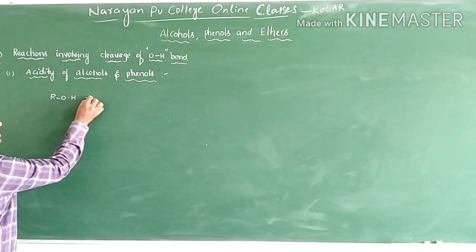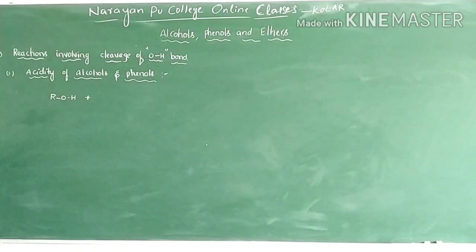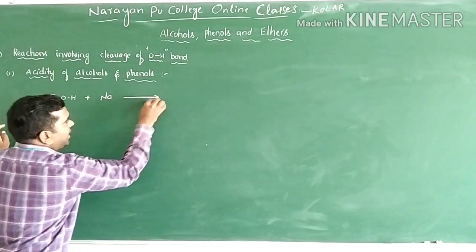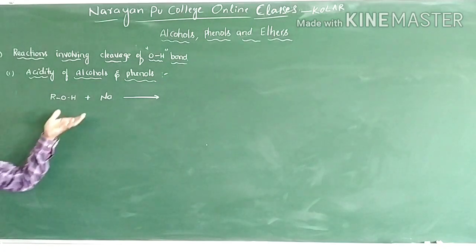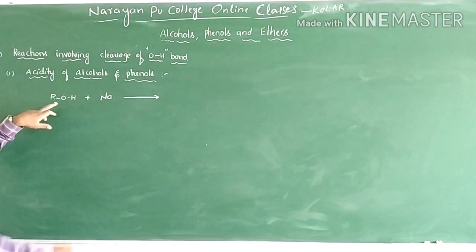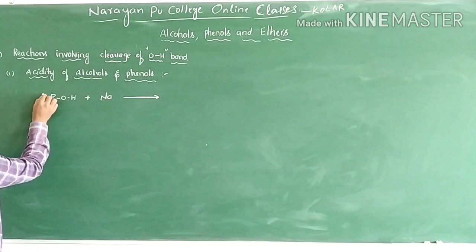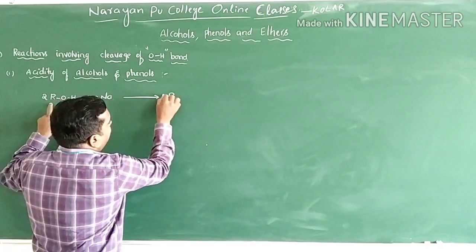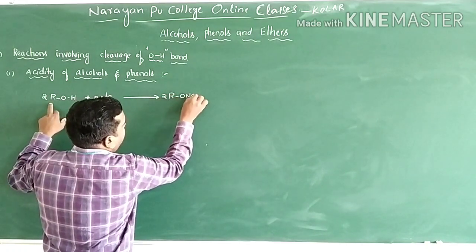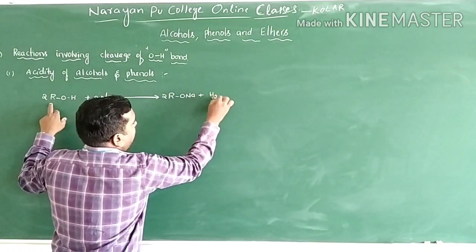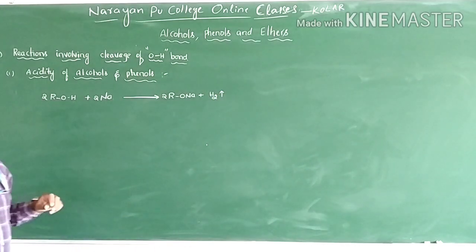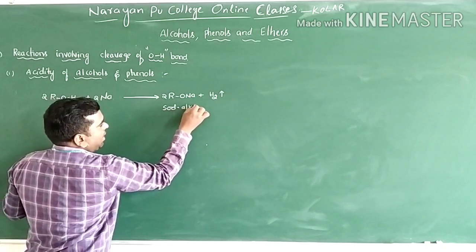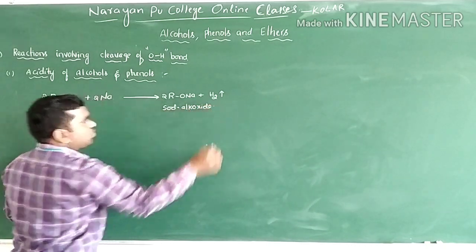The general formula of alcohol is ROH. Whenever ROH is reacted with metals like sodium, it is converted into a metal oxide, meaning H is replaced. Take 2 moles of ROH and 2 moles of sodium, then you will get 2 moles of RONa plus hydrogen gas released. This we will call sodium alkoxide. Clear? This is sodium alkoxide.